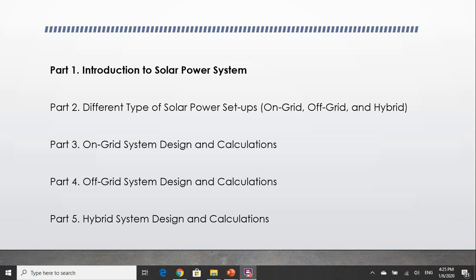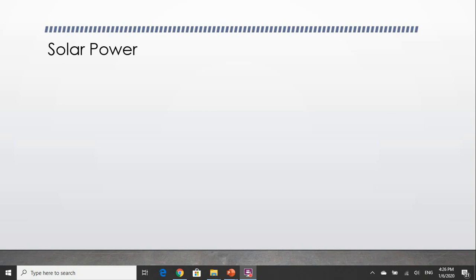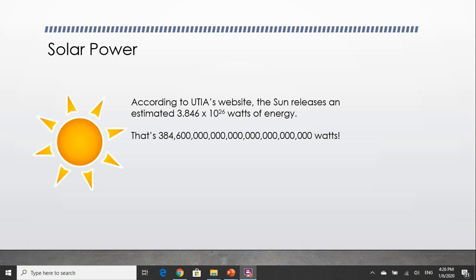And so we begin. Solar power system, basic design and calculations, part 1 of 5, introduction. How much power is in the sun? Well, according to UTIA's website, the sun releases an estimated 3.846 times 10 to the 26th watts of energy. That is 3846 followed by 23 zeros.